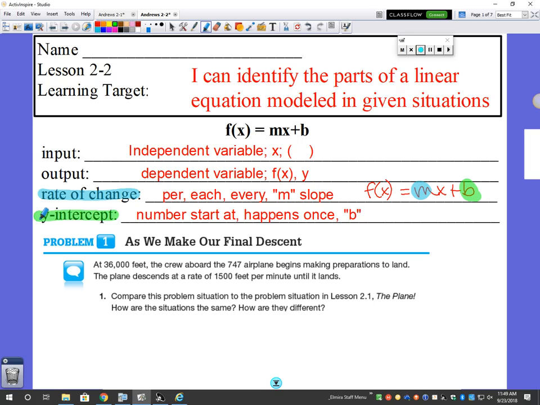Okay, so we're still talking about the airplane, and so now the plane has been flying for a while and it's time to land. So the plane is at 36,000 square feet. This is our starting value for this point in the problem.